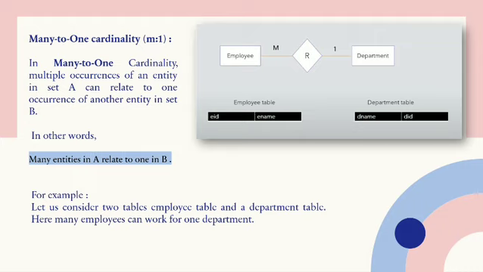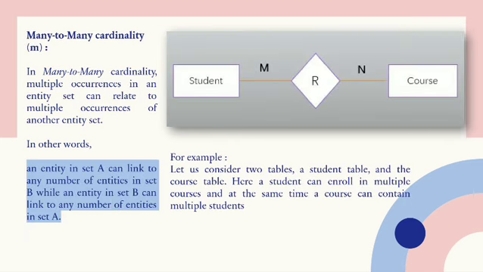In many-to-one cardinality, multiple occurrences of an entity in set A can relate to one occurrence of another entity in set B. For example, we have that same table called employee and department. Here, many employees can work for one department. So this is known as many-to-one cardinality. In many-to-many cardinality, multiple occurrences in an entity set can relate to multiple occurrences of another entity set. For example, a student can enroll in multiple courses. A course can have multiple students.